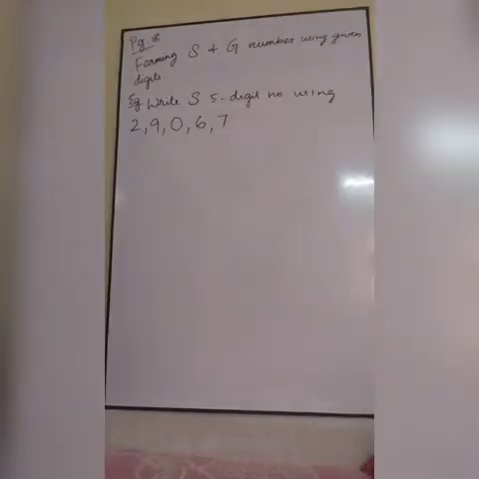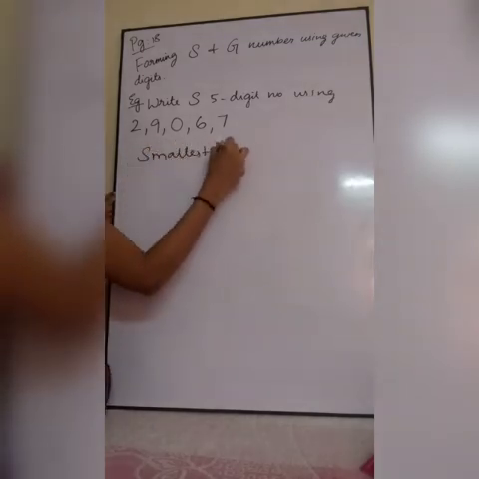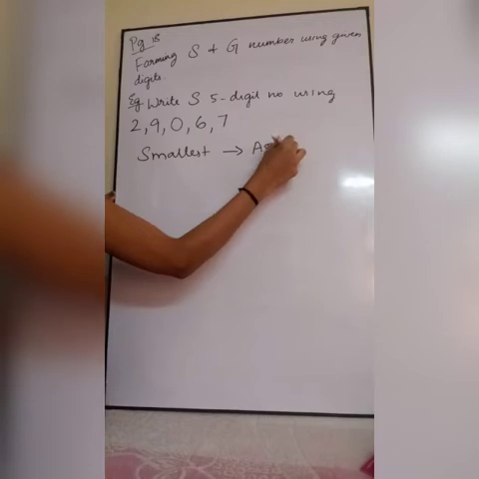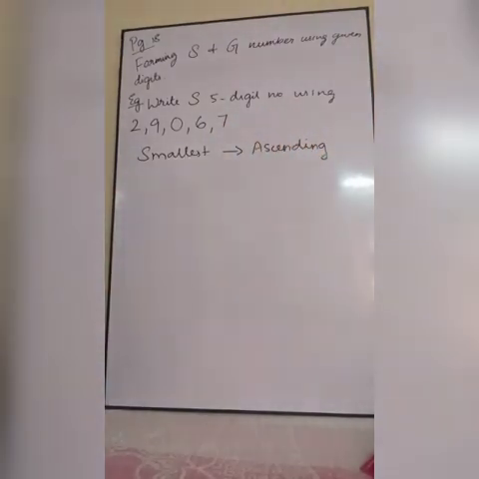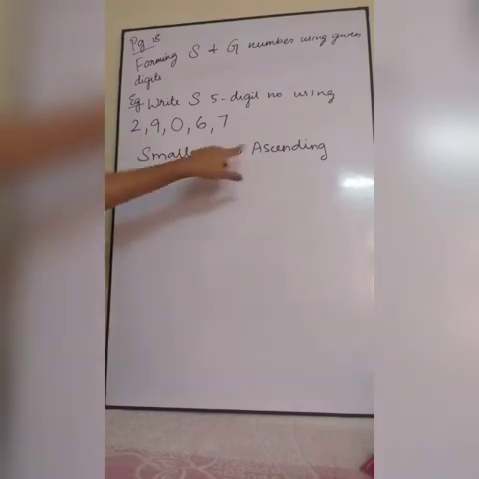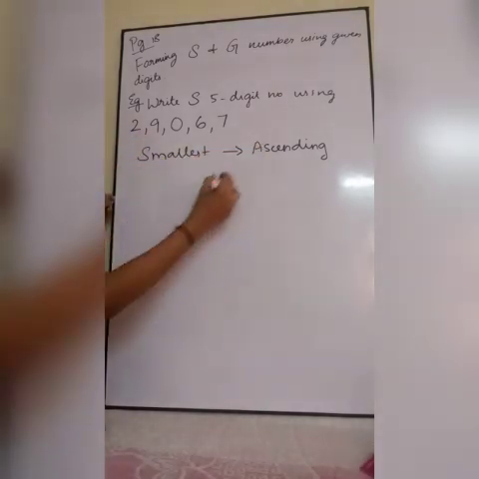Next, listen. There is an example given below that. Write the smallest 5-digit number using these digits. I told you greatest means you should arrange them in descending order. Then obviously smallest means ascending order, right? So how will you arrange this in ascending order?